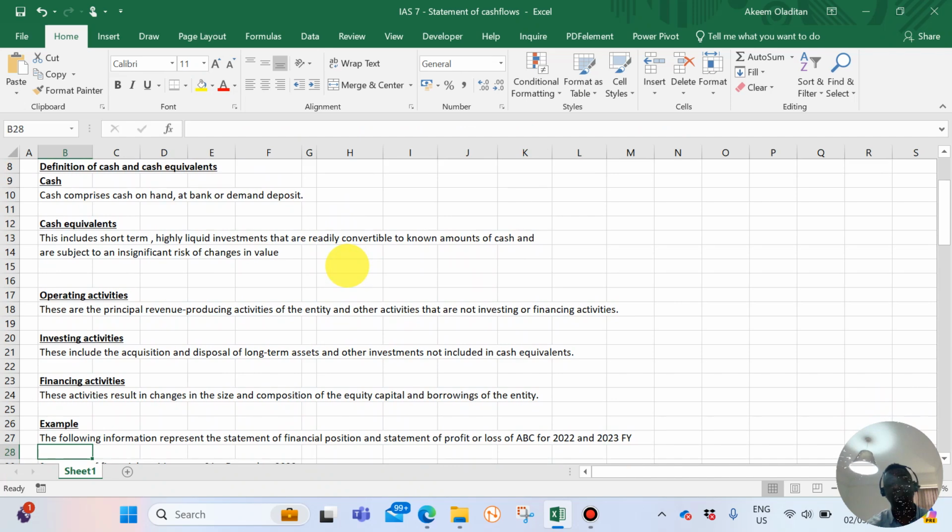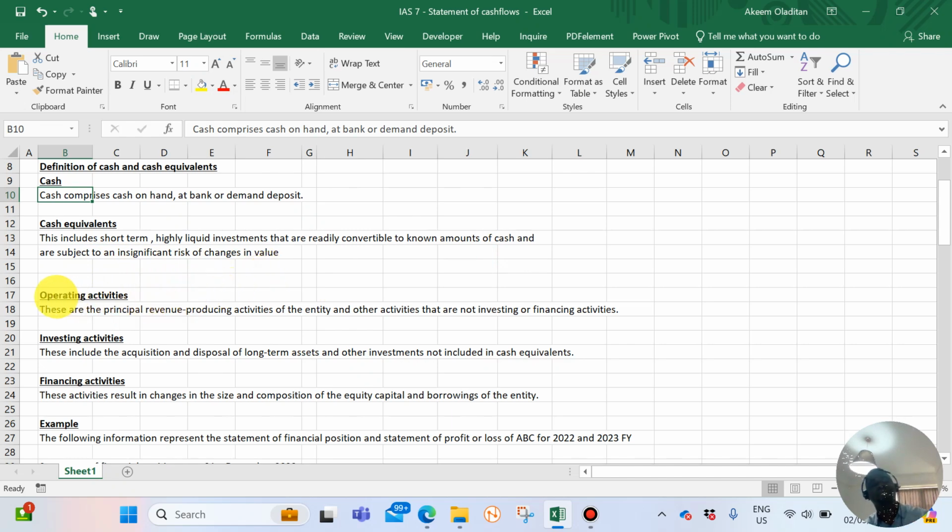But before we do that, we need to also understand what cash and cash equivalents are. The standard defines cash as comprising cash in hand and cash at bank or demand deposits. Maybe you have your cash in a wallet, or you have your cash at bank, you can call for it, or demand deposit in the bank. And cash equivalents, the standard defines as short-term highly liquid investments that are readily convertible to known amounts of cash and are subject to an insignificant risk of changes in value. So those are cash and cash equivalents.